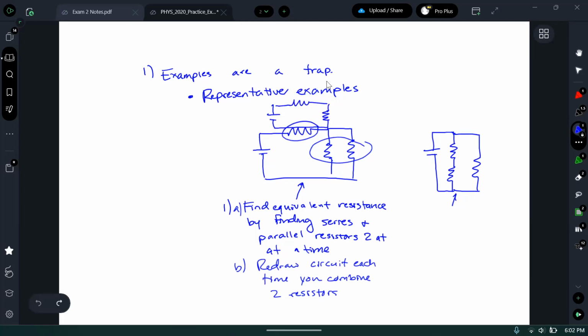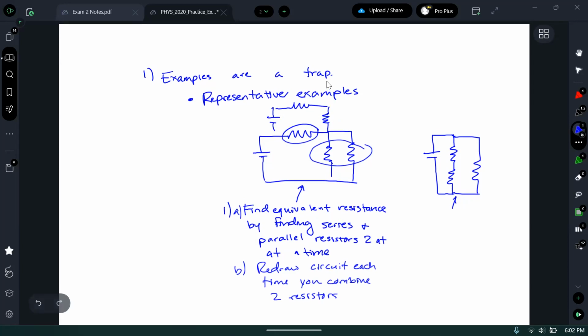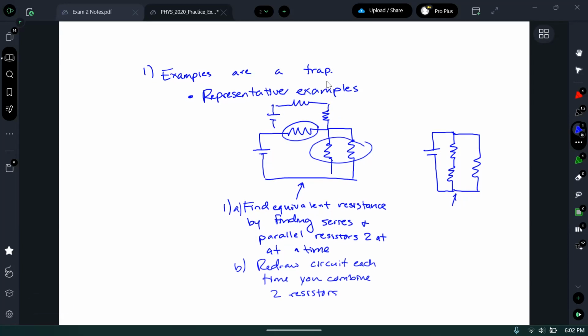So pick the resistor pair that screams at you that it is in series or parallel. Others may whisper it at you, may say, I kind of look like series or parallel. But typically there are two that will just scream. Start with those and then redraw the circuit.